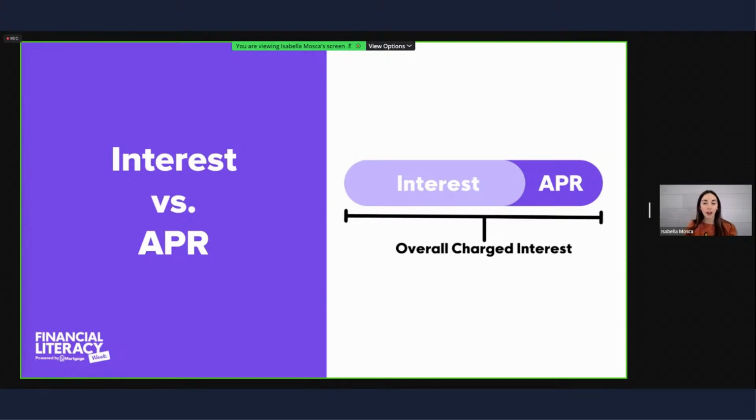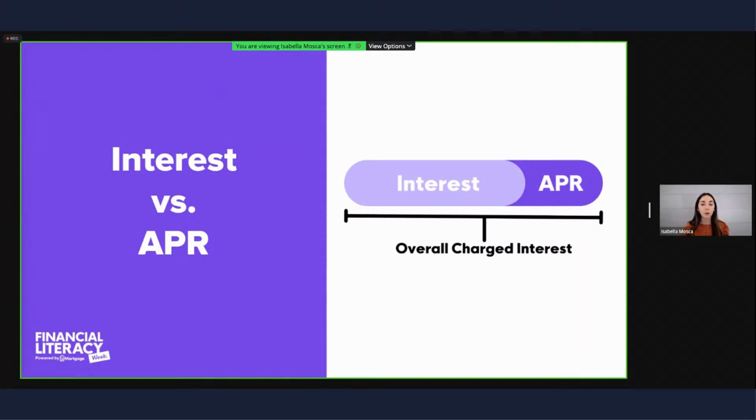Remember that you don't add up the two rates when you see them displayed in the loan information. For example, you might see an interest rate listed in a car loan at 2% and the APR at 3%. That 3% is the overall rate charged to you.